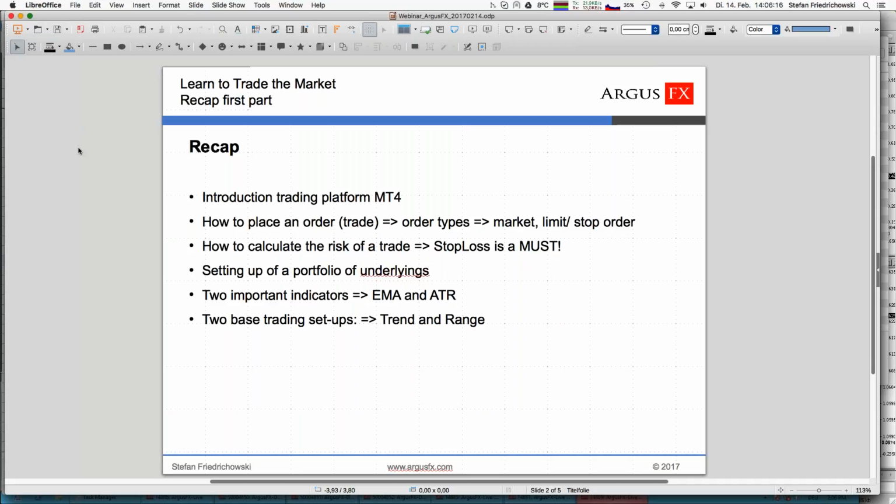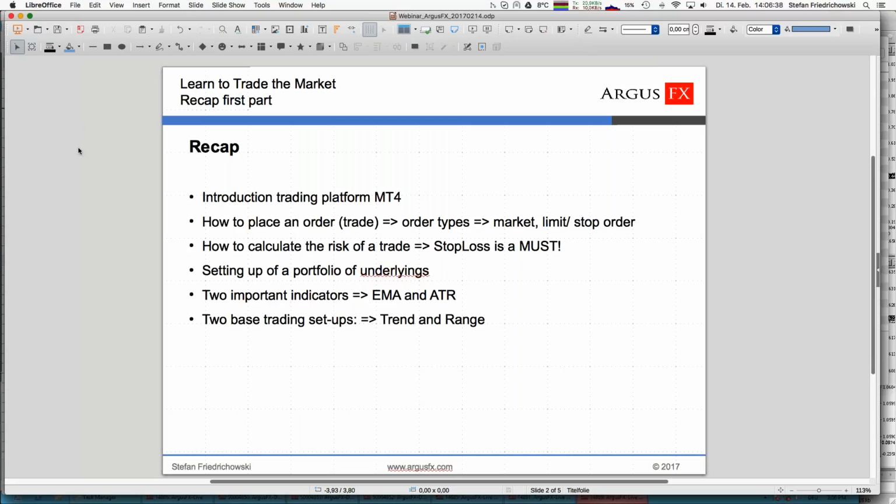We know how to calculate the risk of a trade, which is quite important. We know how to calculate that for forex pairs. We know how to calculate for indices or commodities. So whatever we trade, we know how to calculate the risk.